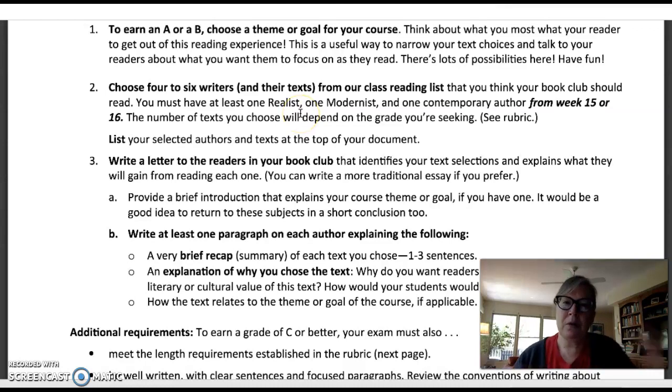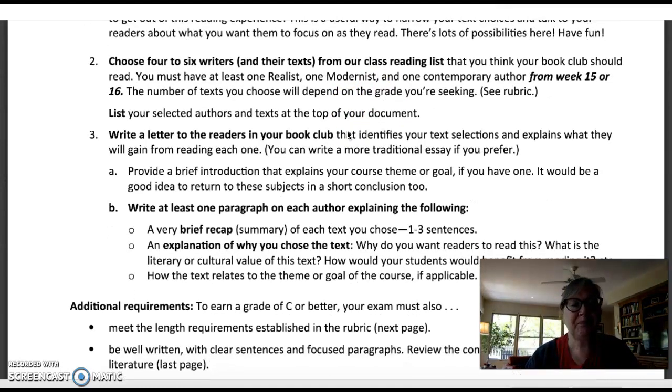You need to represent the whole class. So you need to have at least one realist, at least one modernist, and at least one contemporary author from this week or last week, meaning one of the fiction selections from week 15 or one of the contemporary poets from week 16, okay? You can do more than that, but that's the bare minimum. You need to make sure each of these periods is represented in your book club.